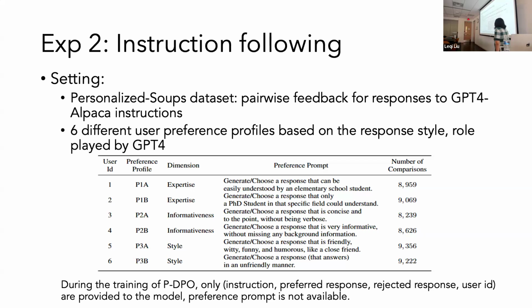I should mention that during the PDBO training, so during the training of our algorithm, we do not know any of these preference prompts. All we know is still just the instruction the person used, the preferred response, the dispreferred response, and the user ID, being 1 through 6.